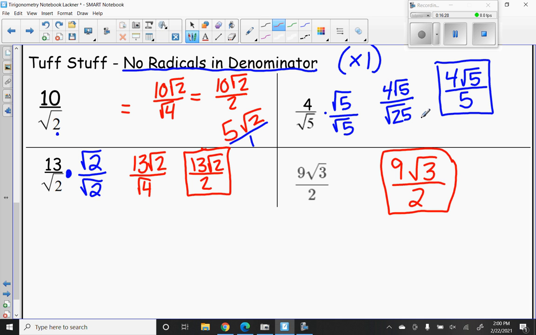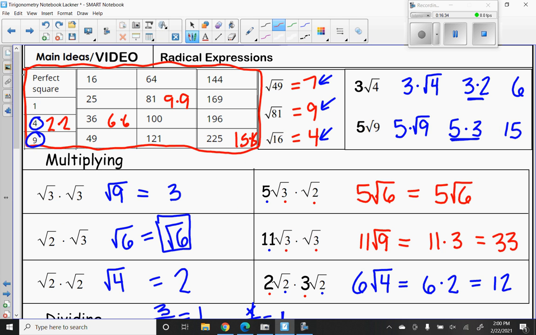And there is our little intro into radical expressions. I hope I made sense of all that. And remember, you can watch this video as many times as you need to and rewind it.